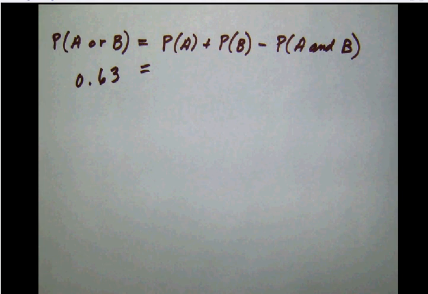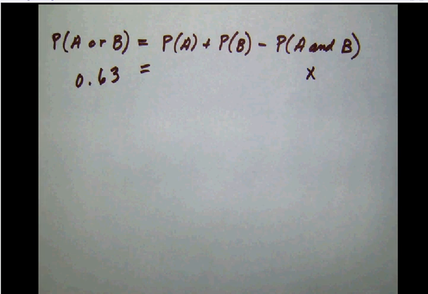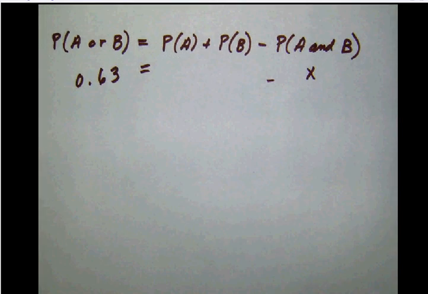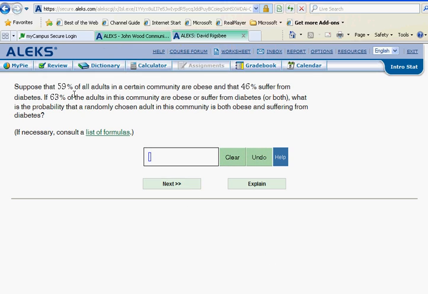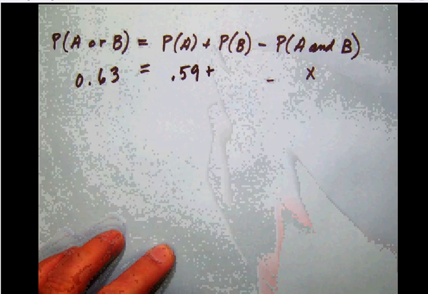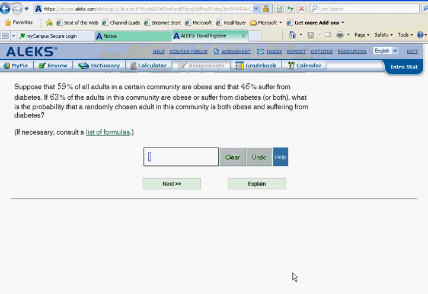And so what we're going to do here is once again immediately call that X. Okay, and so in algebra, anything we don't know, we always call that X, and then we proceed to solve for that. So let's see what else we have here. Now we notice here that 59% are obese. That's our A part. And so what we'll do then is code that over here. So 59% are obese. And we also are given the fact here that we have 46% suffering from diabetes. That is our B part. And so we need to get that coded in.